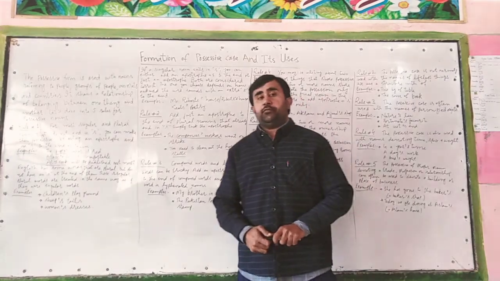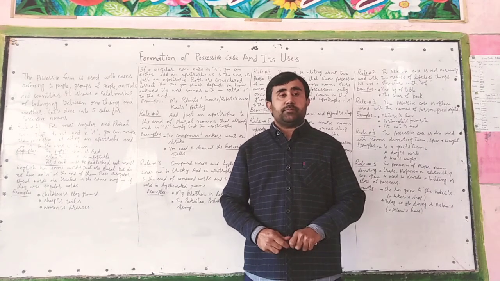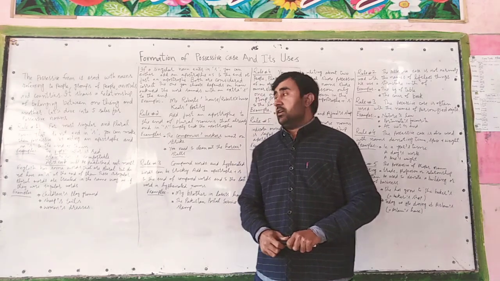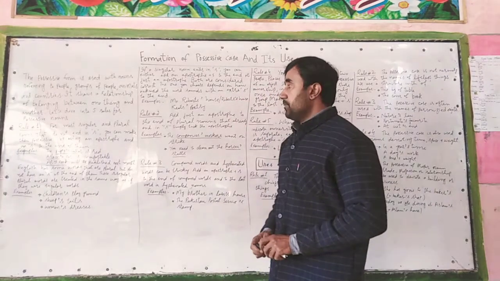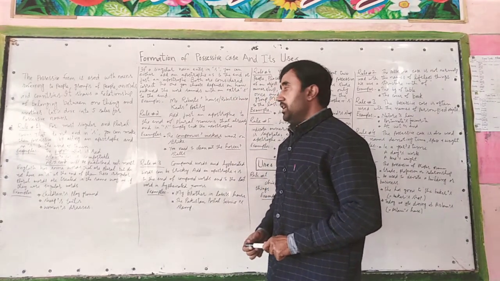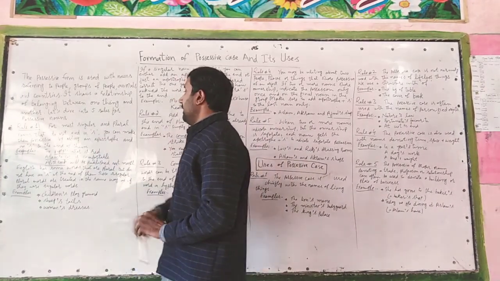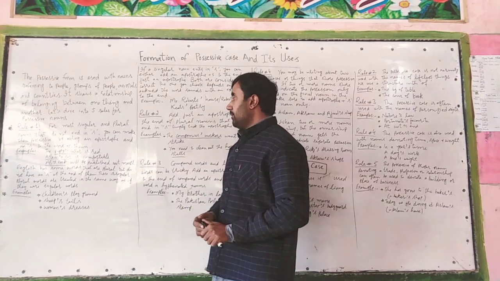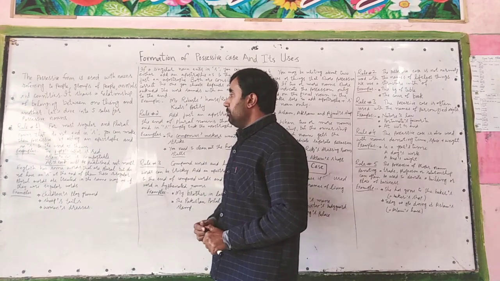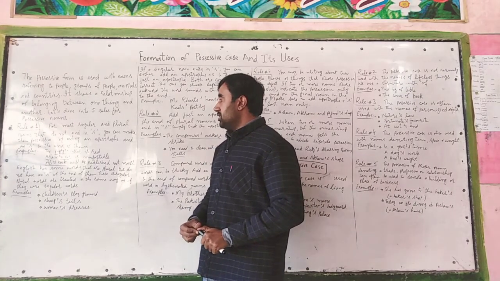There are different rules to form the possessive case. So let's dive into these rules for possessive nouns. The very first rule is: for most singular and plural nouns that do not end in s, you can make them possessive by adding an apostrophe and s to the end of them.